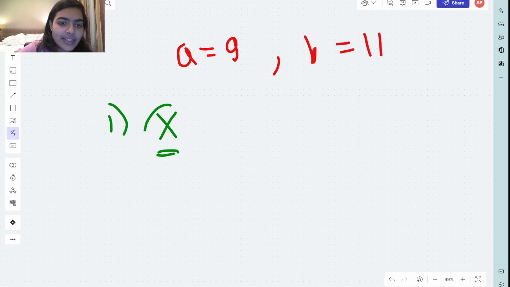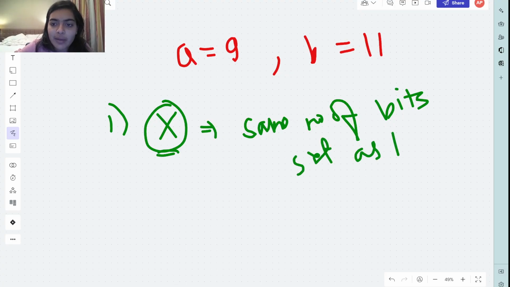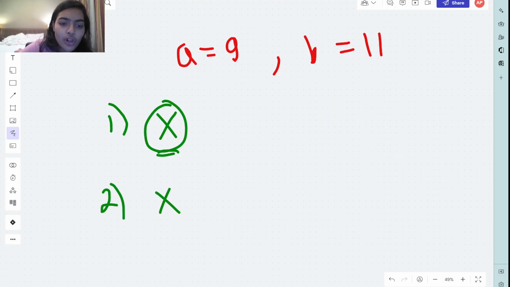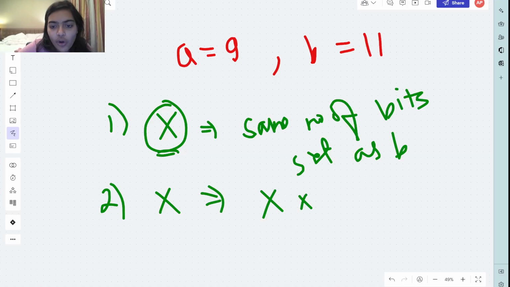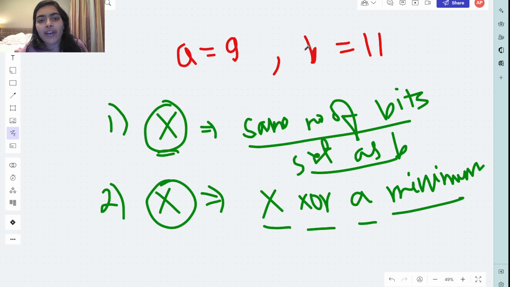Now what is x? x should have the same number of bits set as b. This is the problem. But x XOR a should also be minimum. So x should satisfy two conditions. First condition is it should have the same number of bits set as b. Second condition is that if we do XOR of x with a, it should be the minimum possible value. Now let's see how we can satisfy these two conditions.